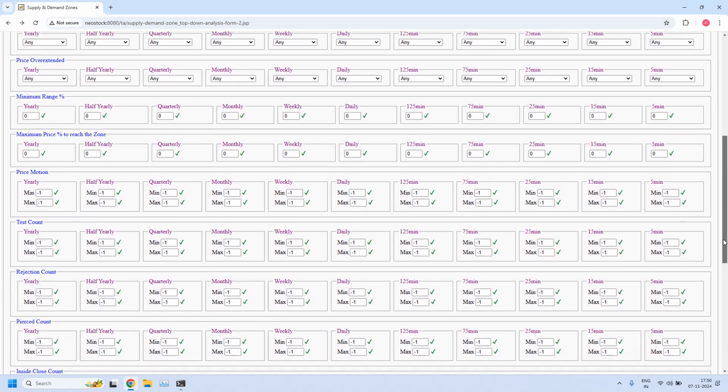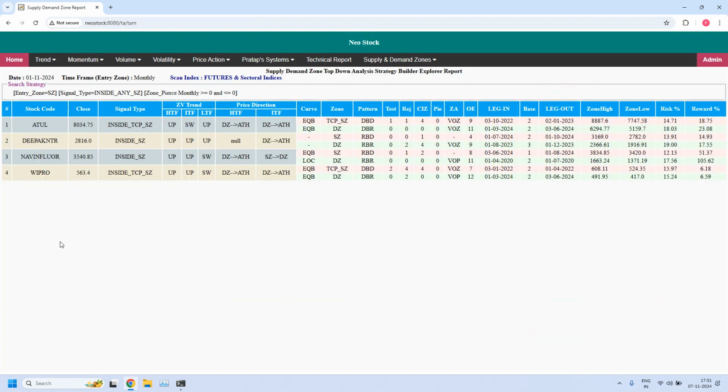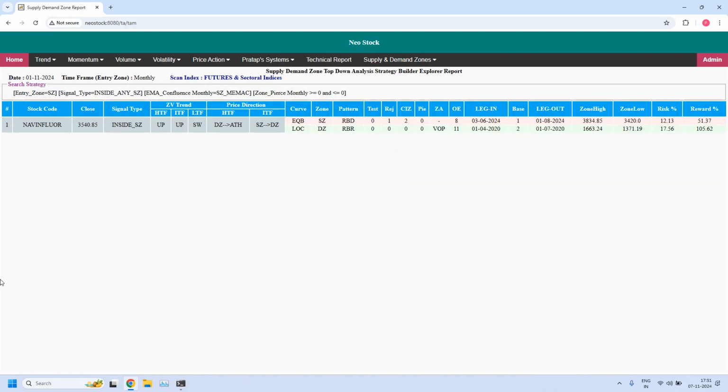Monthly supply zone, pierced count. The minimum value should be 0, maximum value should be 0. 4 stocks are filtered. In these 4, how many are having monthly EMA Confluence? Let's verify. Monthly time frame, monthly supply zone with monthly EMA Confluence. Only 1 stock is filtered. But the trend is sideways, so EMA Confluence does not give any advantage.